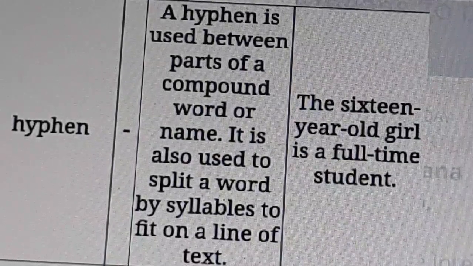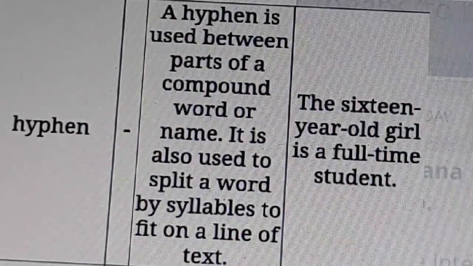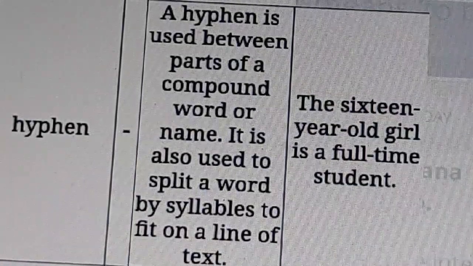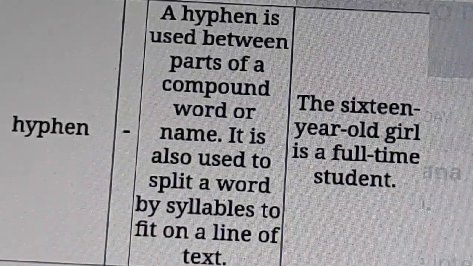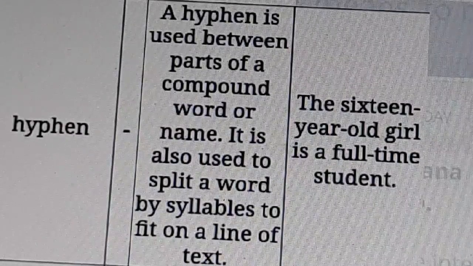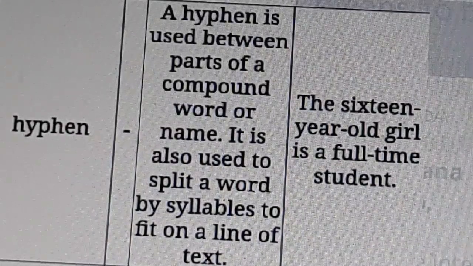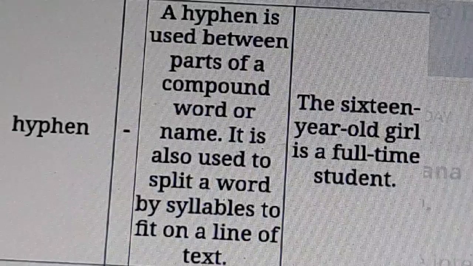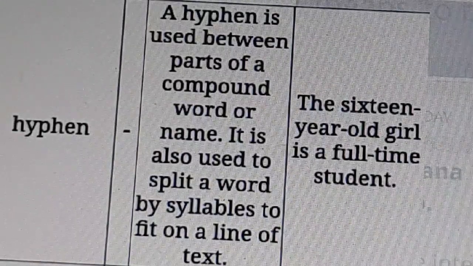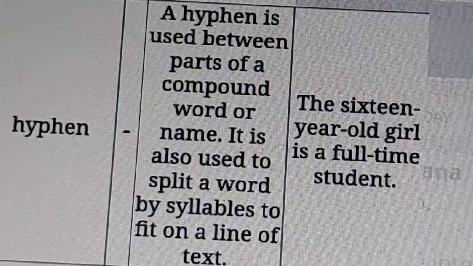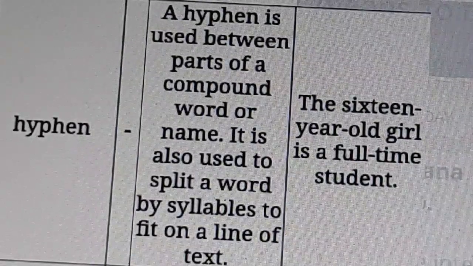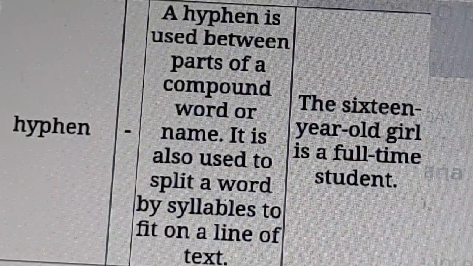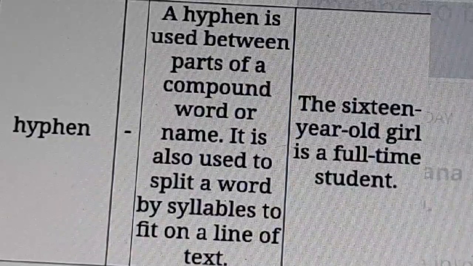Next, full-time. It is also a compound word. We put a hyphen there after full and after that we write time. A hyphen is used between parts of a compound word or name. It is also used to split a word by syllables to fit on a line of text. In dictionary skills we see this hyphen in that word to split the word by syllables.